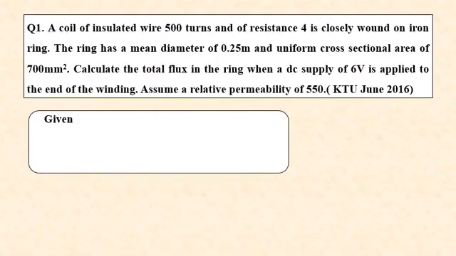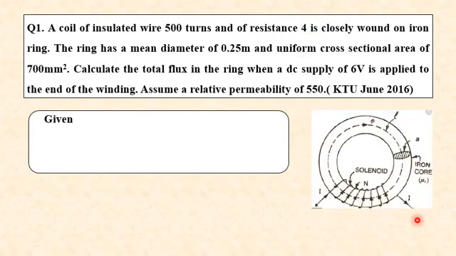Now let's move on to the numerical section. Please go through this question. In this question we can see that I'm having an iron ring and it is wound with a coil having 500 turns and a resistance 4 ohm. So we can draw the figure like this. A coil is wound on a ring and the coil is having some turns and also a resistance.